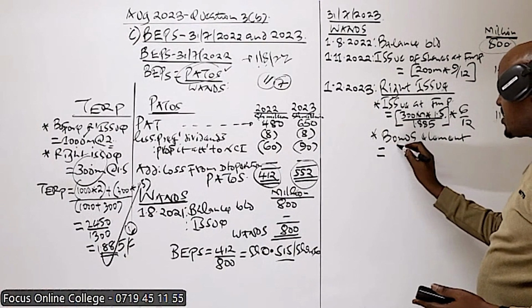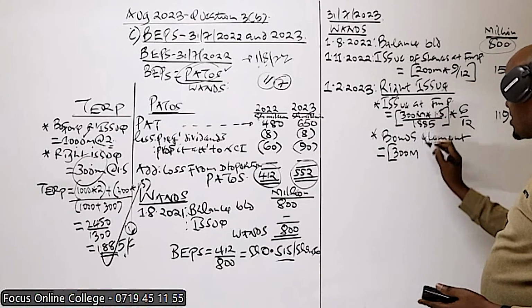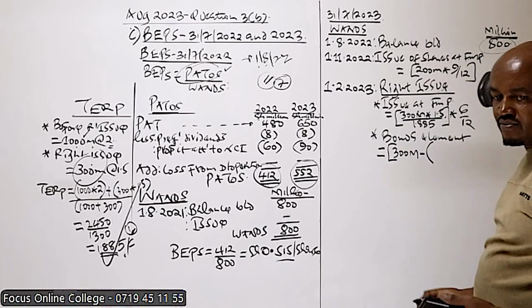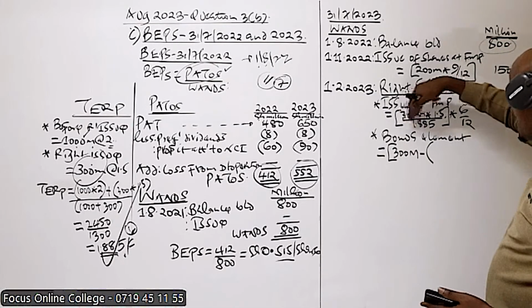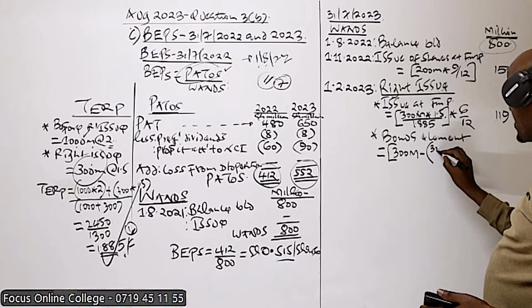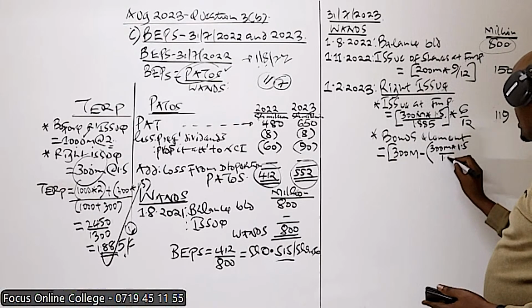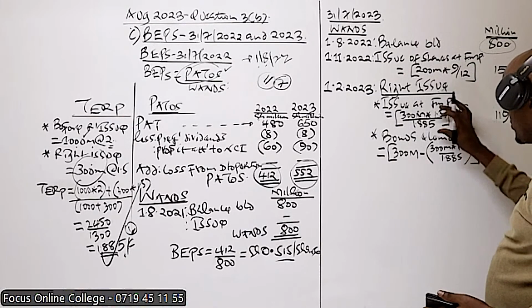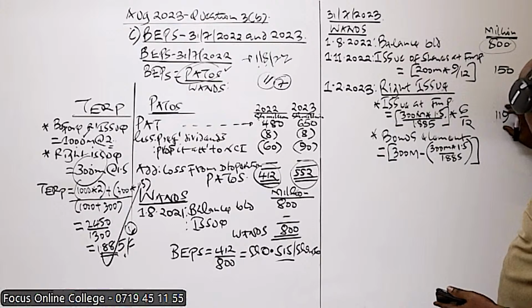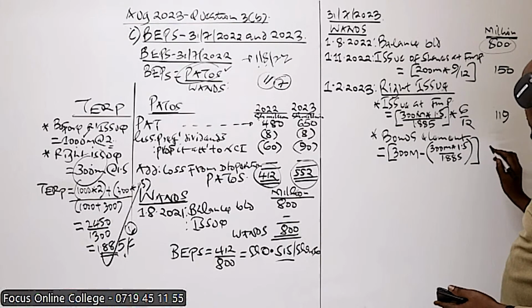We take the total shares which were issued during the right issue, which are 300, minus the issue at full market price. This is how we compute the issue at full market price: 300 million times 1.5 divided by 1.885. Majority of the students get this wrong. You should take this before multiplying that with the proportion of time.